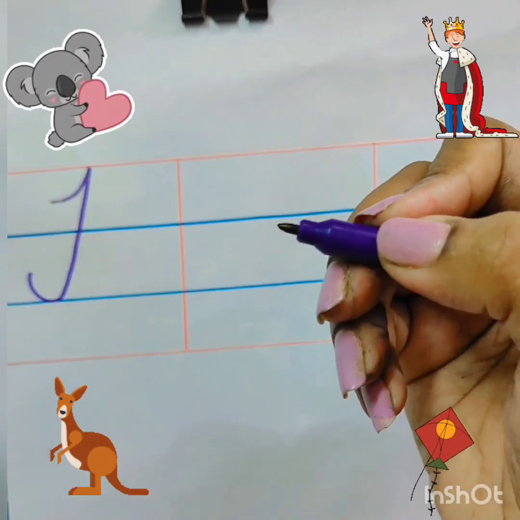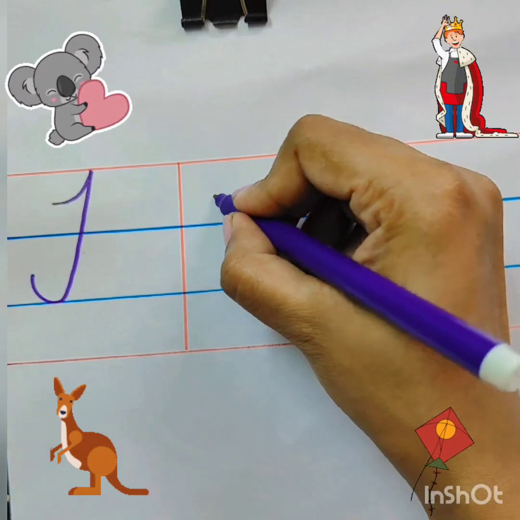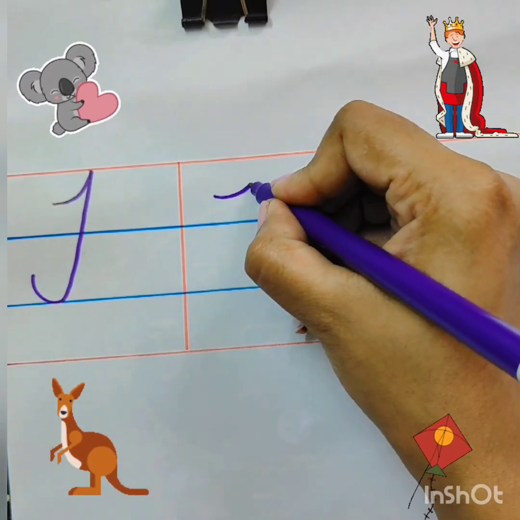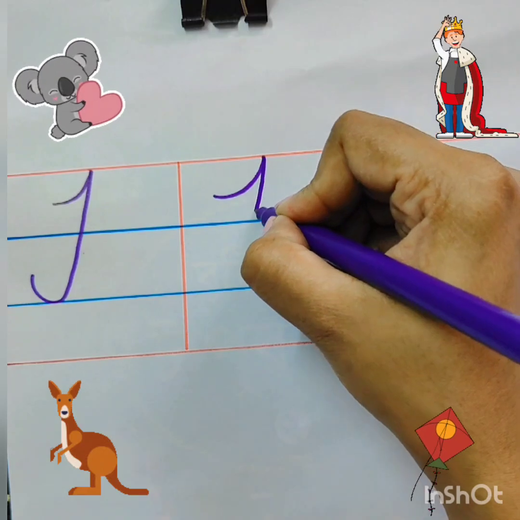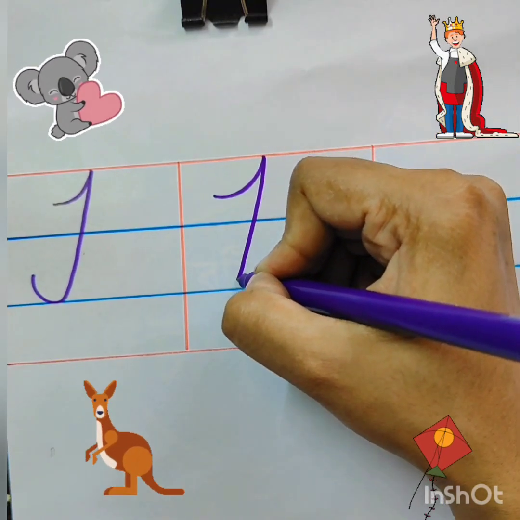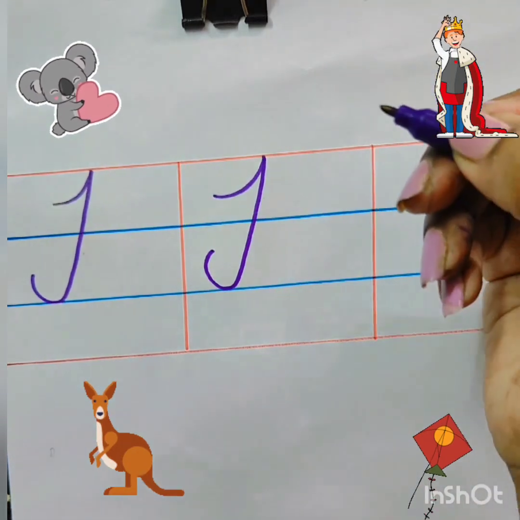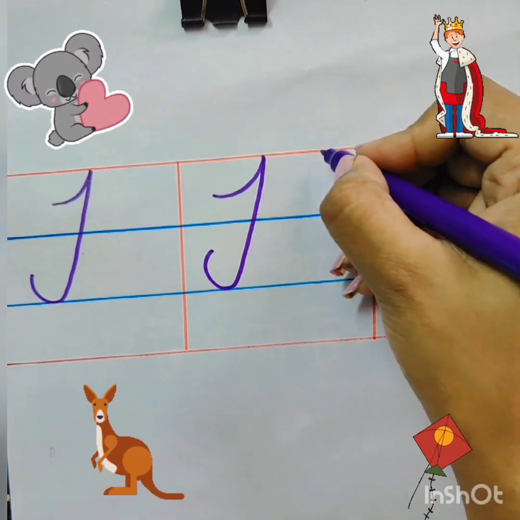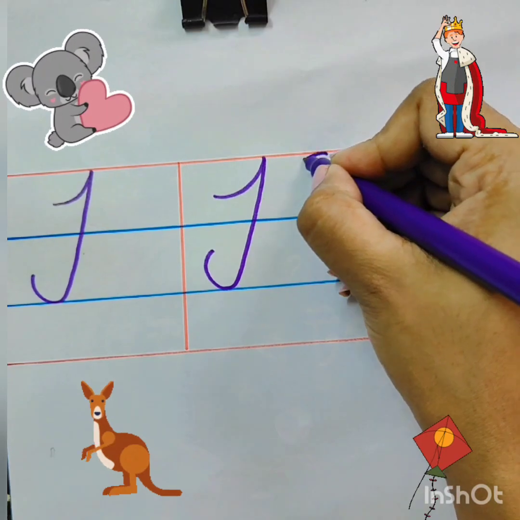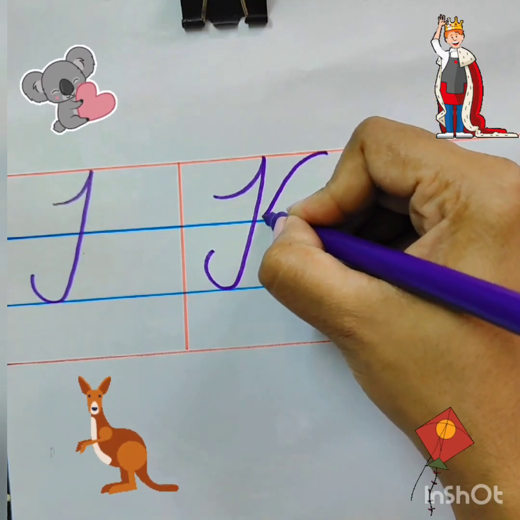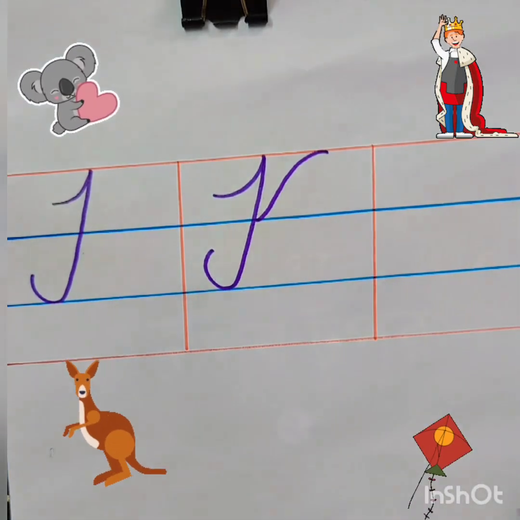Now again put your pencil point in between top and second line. From here, go up with a slant curve. Then come down with a slant line and turn it back. Then put your pencil point on the top line. From here, make a curve and come down till the second line. This is our second step.